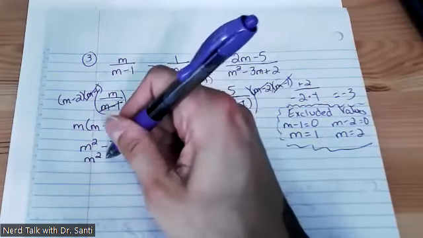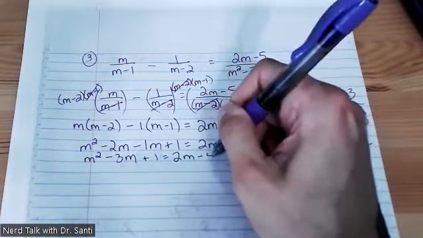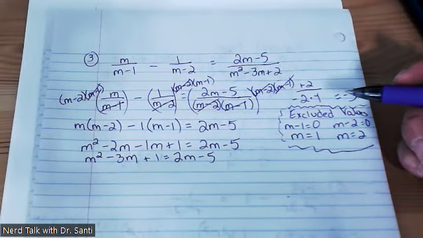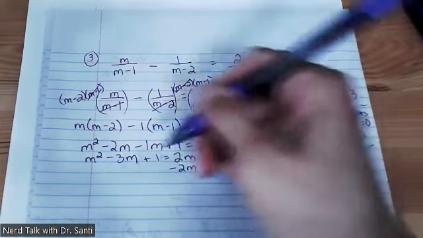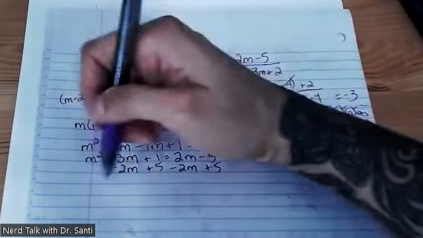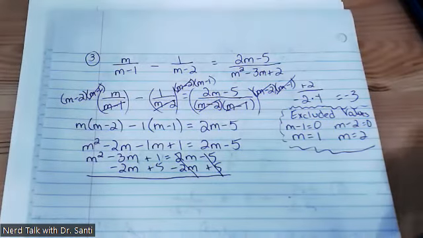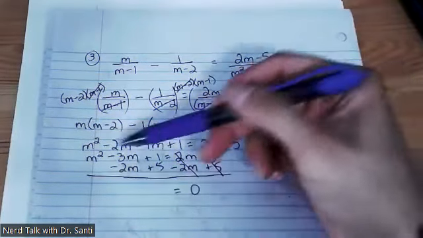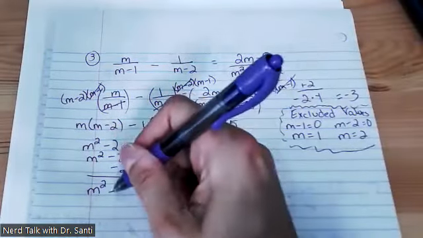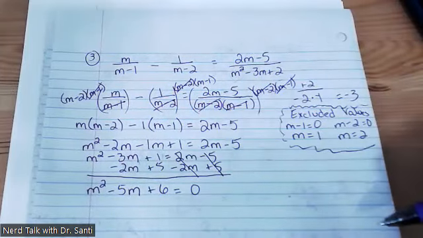Negative 2m minus 1m is negative 3m plus 1. We are now going to bring over our 2m. Remember, we're going to use opposite operations for each term individually. We're going to subtract the 2m, and we're going to add the 5. This way, we can set our polynomial equal to 0. So let's go ahead and combine like terms. We have m squared, negative 3m minus 2m, negative 5m, plus 1 plus 5, that's plus 6.